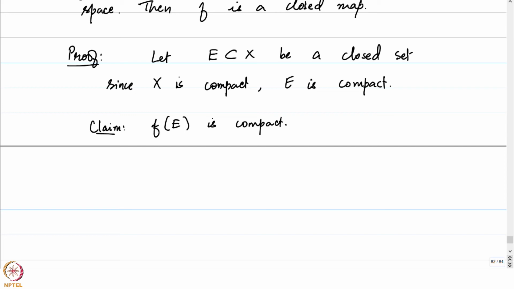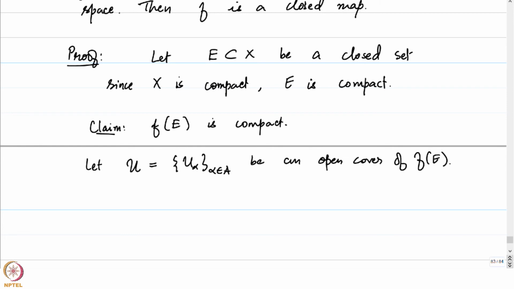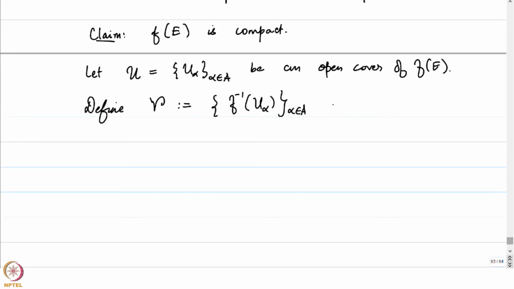Take any open cover of F of E. Let me write it down. Let U, consisting of U alpha, be an open cover of F of E. Remember that U alpha are all open sets in capital Y. Then define V to be the collection of F inverse of U alpha, where alpha is again running over the same indexing set. And notice that this is an open cover of E.